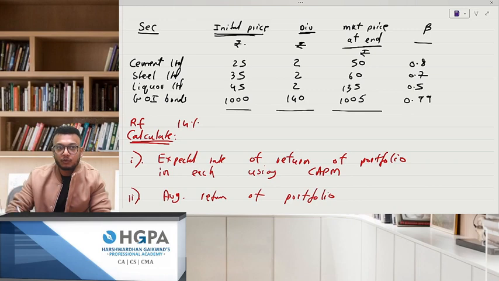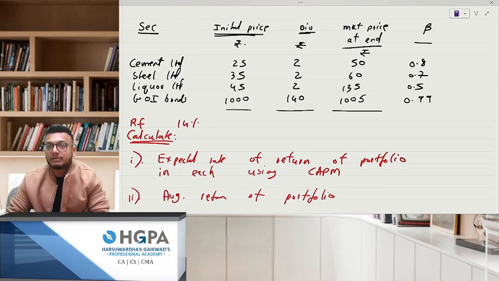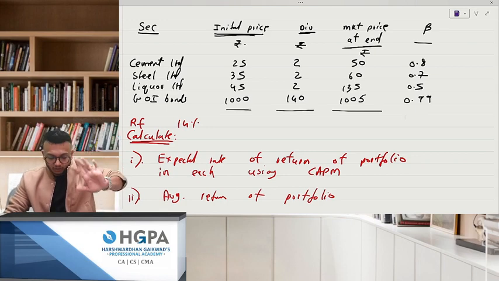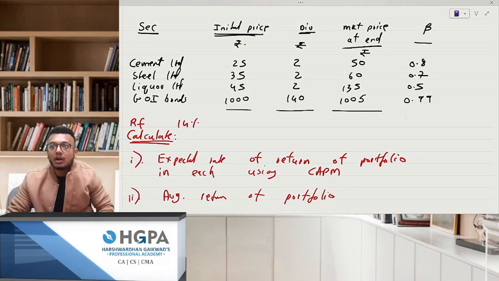When you said D1 plus P1 minus P0 divided by P0, it will be the whole total of everything. What is the whole total? Take the total of everything once. How much is the total? Can I say this is the entire portfolio? In your portfolio, it consists of what? Cement, steel, liquor, and government of India bonds. So your RM will be for the total portfolio.